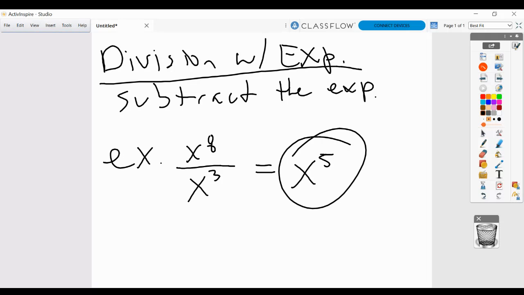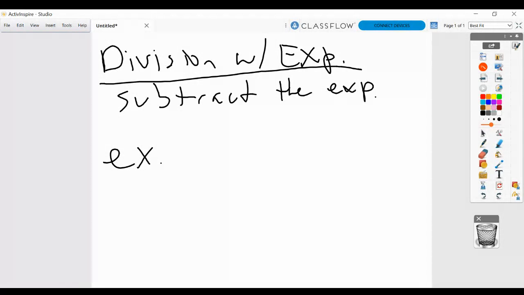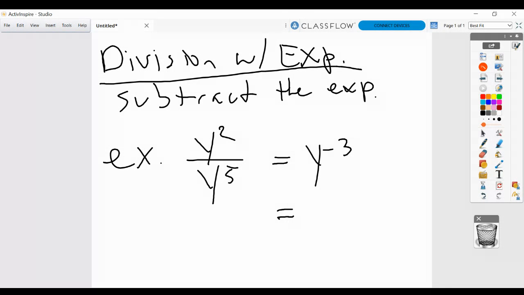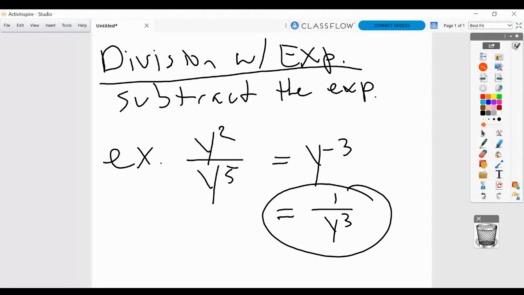So let's look at another example. Let's say we've got y squared over y to the 5th. Well, 2 minus 5 is negative 3, but here's the thing. You don't want to leave it as a negative exponent. Instead, you want to rewrite this as 1 over y to the 3rd. Because if you remember, with negative exponents, you flip it, you do the inverse, and then you change the exponent to a positive. So that would be your answer here.